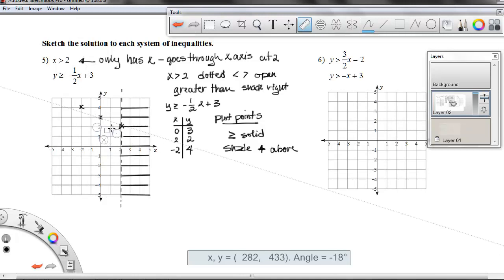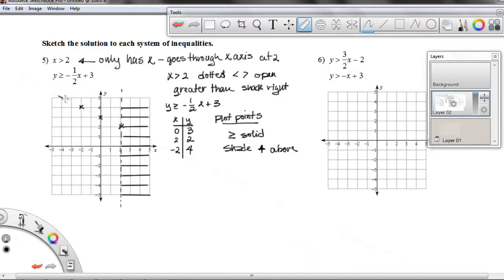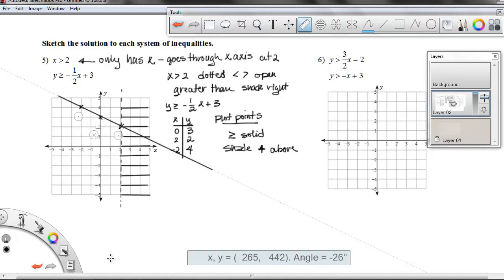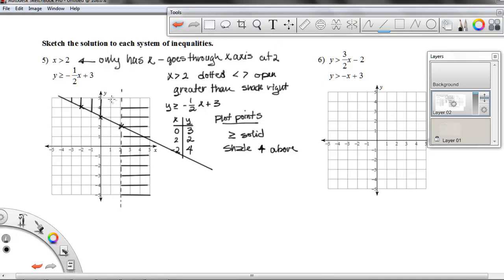Make sure you use a nice straight edge to get your lines going exactly the way they need to. I'm kind of messing this one up, so I'm going to take my other point the other way and see if I can make this look a little bit better. There we go. Now this line is solid. Let's shade everything above this line, and we'll see which parts of the graph are shaded twice. That should be our final area because it has to belong to both graphs.